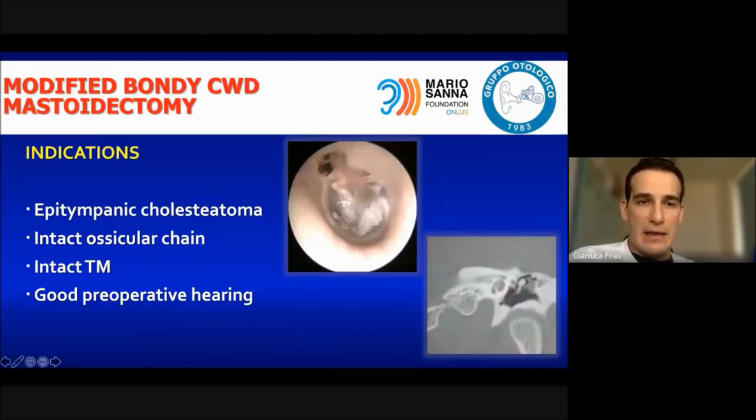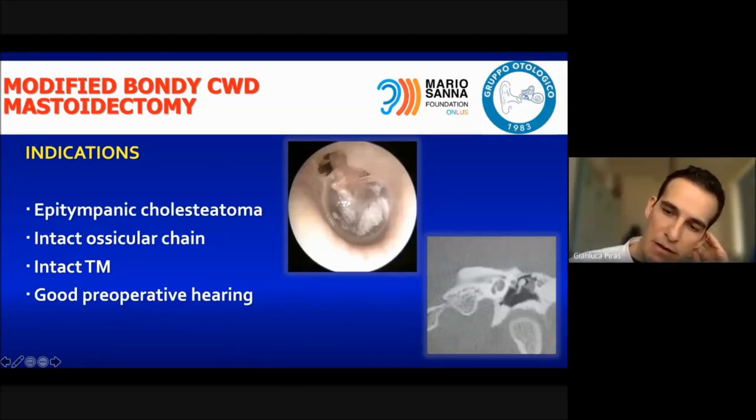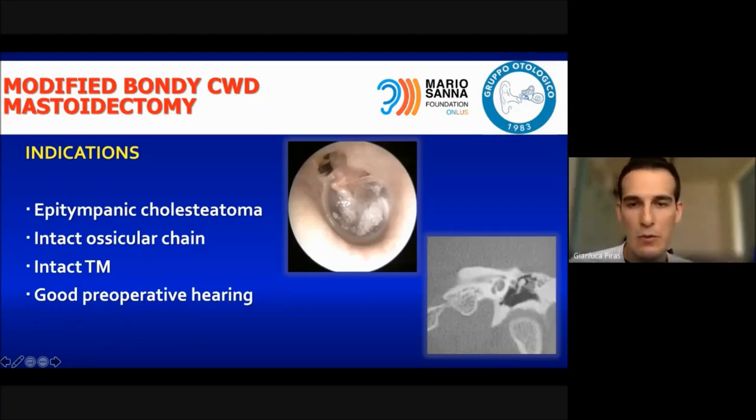That's why I posted the modified Bondy canal wall down mastoidectomy, just to tell you that that's a very, very good technique in case you have an anterior epitympanic cholesteatoma with good hearing. Sometimes you can also have a cholesteatoma that involves the medial aspects of the ossicular chain. You can use this technique because practically in one stage, we did a modification of the classic Bondy mastoidectomy.